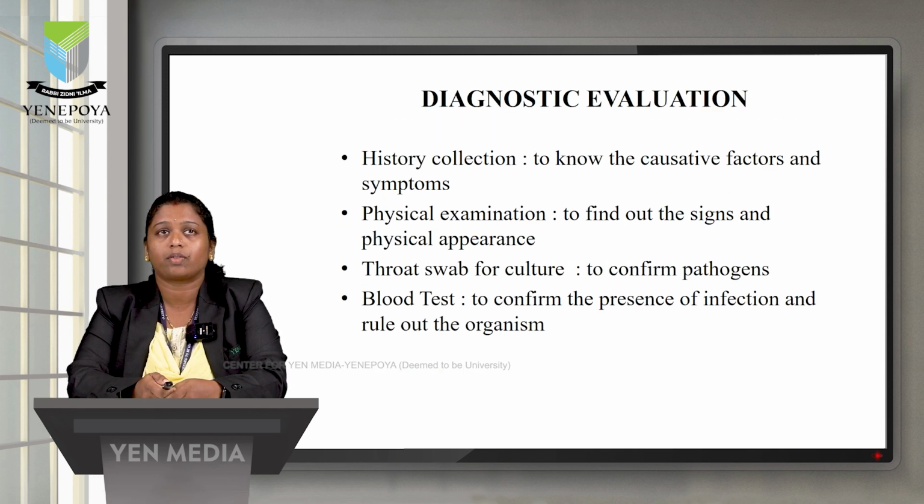Next is the diagnostic evaluation. First and foremost you have to go with history collection, in order to know the causative factors or risk factors, and also to identify the symptoms present in the patient. The second one is physical examination, in order to find out the signs and the physical appearance of the patient. Then you can go with a throat swab for culture in order to confirm the pathogen, whether it is a viral infection or a bacterial infection. Then a blood test will be done to confirm the presence of infection and to rule out the organism.